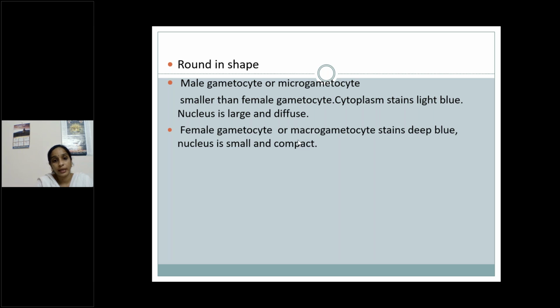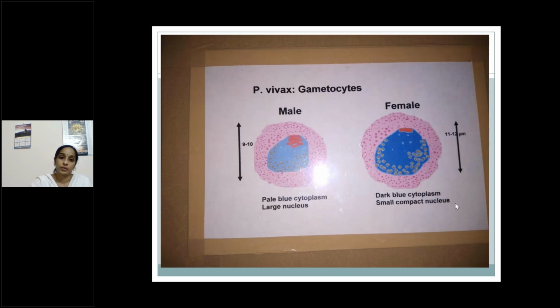Next point, female gametocyte or macrogametocyte stains deep blue, nucleus is small and compact. Leave some space there. You have to draw these two diagrams.